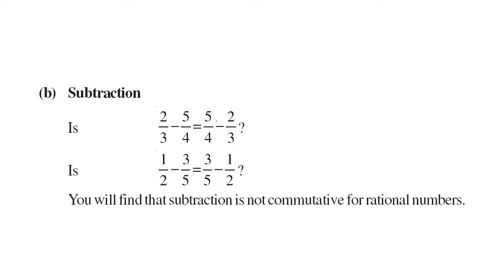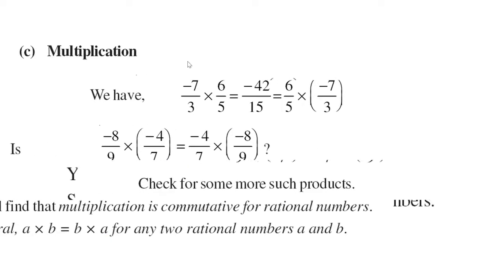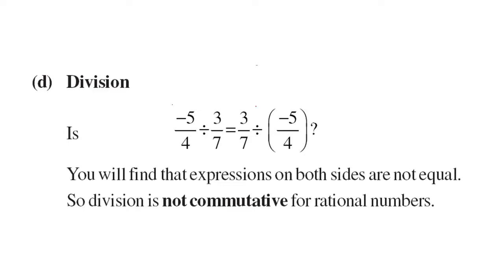When you subtract rational numbers, since the results are going to be different, we say that subtraction is not commutative for rational numbers. When we multiply, there is no problem: a cross b and b cross a. If you commute a and b, multiplication is going to give you the same rational number, so it is commutative. When we divide two numbers, this divided by this is not equal to this one divided by this, as you see here. The expressions on both sides are unequal, so division is not commutative for rational numbers.